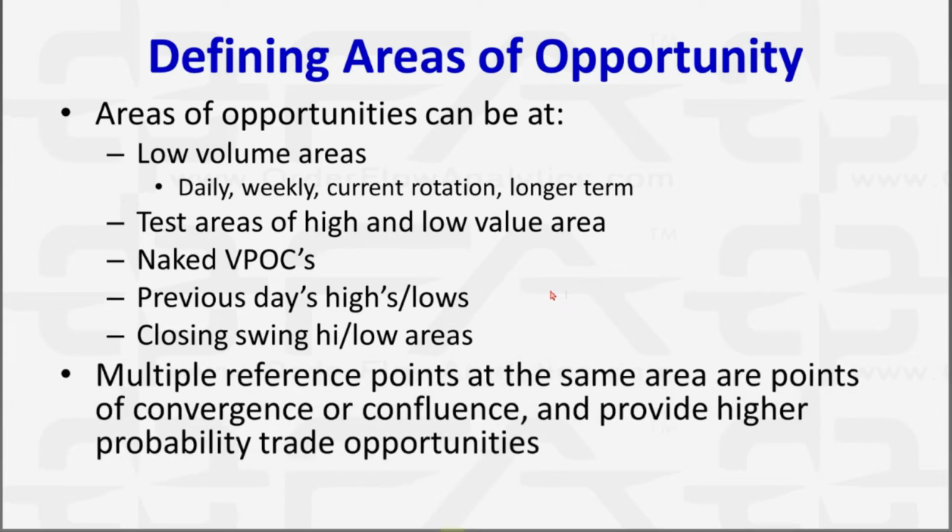Multiple reference points at the same area are points of convergence or confluence and provide a higher probability of trade opportunities. What do I mean by that? If we have a closing swing high from yesterday at 1675, and we have a composite low volume area at 1675, one tick apart, when you have multiple levels that come together, it provides more confluence.